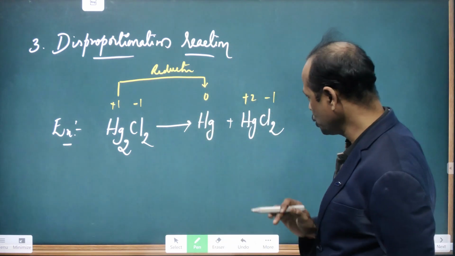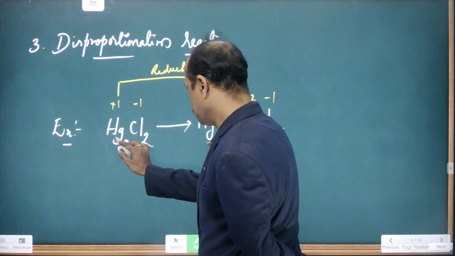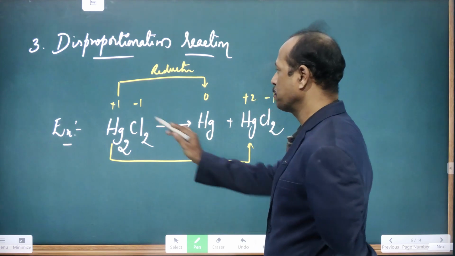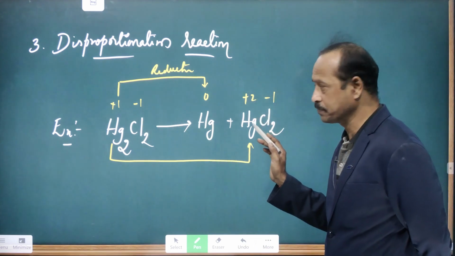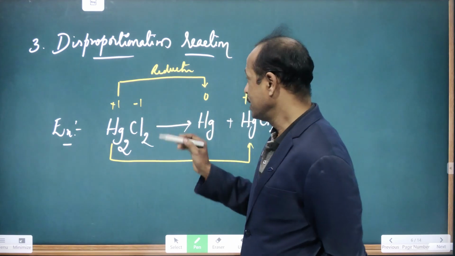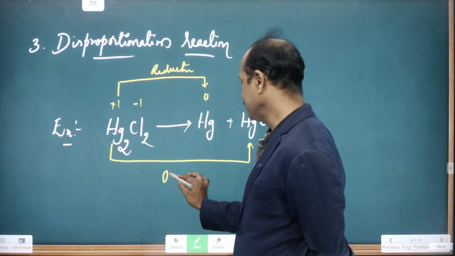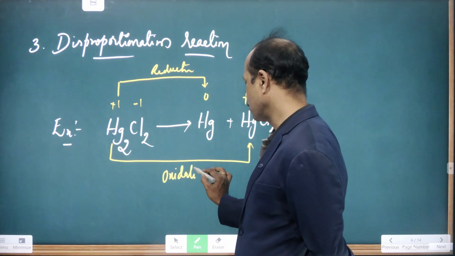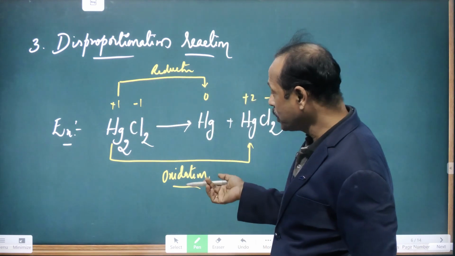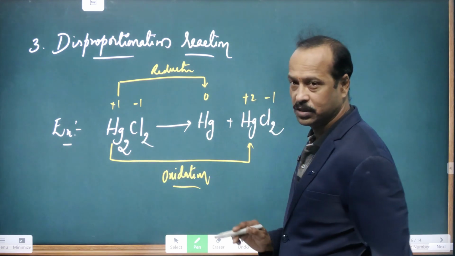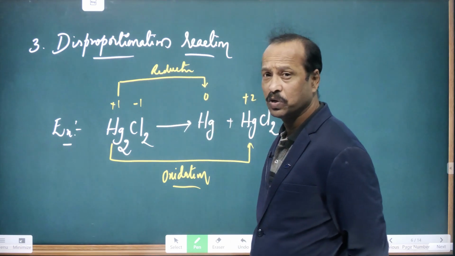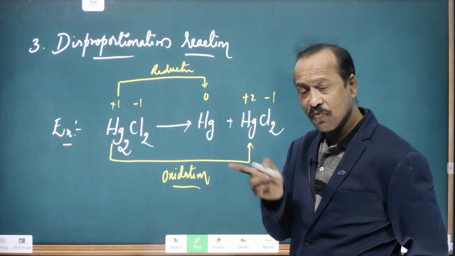Clear? Chalo. Now once again you see mercury. Here mercury is +1. Here it is showing the oxidation number +2. Here +1, here +2 means what? 1 to 2, increased. So here the oxidation number is increasing. So this is called what? Oxidation. Alright. So which element is undergoing oxidation? Mercury is undergoing oxidation. Which element is undergoing reduction? Mercury is undergoing reduction. So the meaning is what? One element only from the reactants.